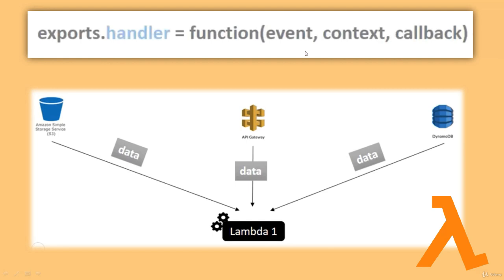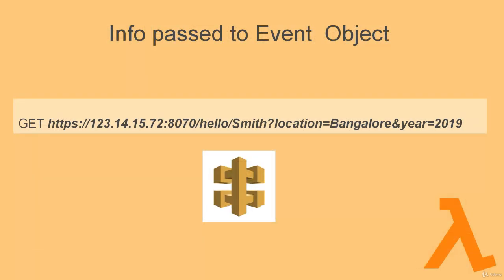Everything which is generated from the trigger gets stored with the event. Suppose information is passed to an event object like this. If we are using an API gateway for fetching some information in the form of variables, here this is the form of input. It is a GET request from an IP assigned to a location, associated with a query string which passes information like the name of a person, location equals Bangalore, year 2019.